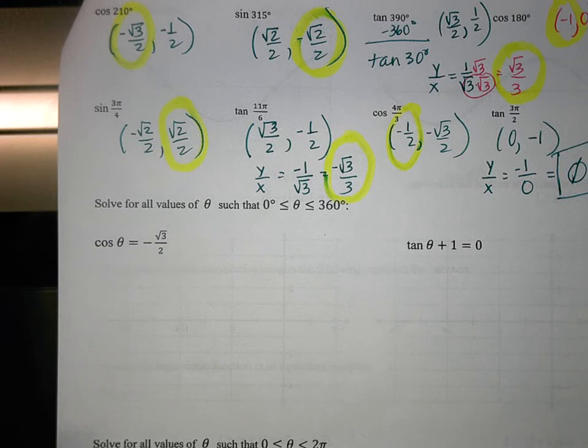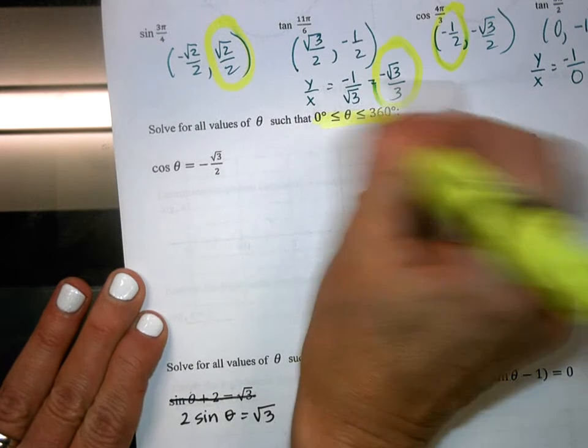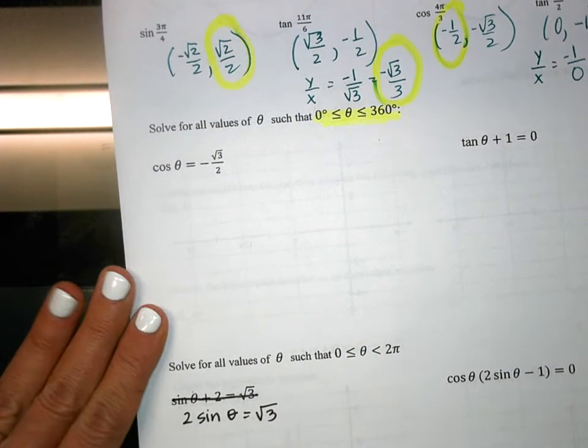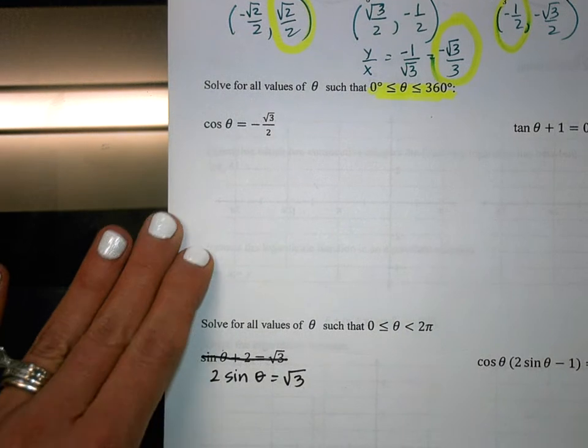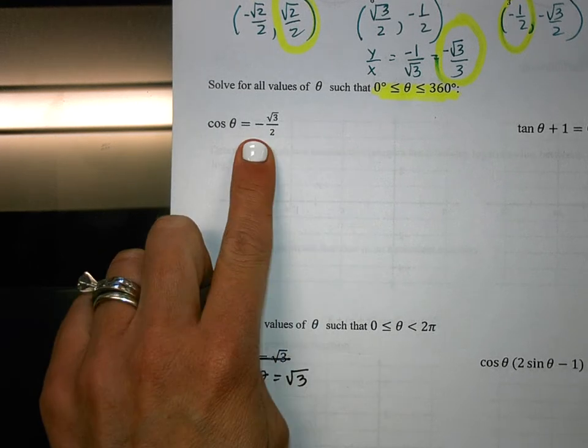Next, solve for the degrees. So we're trying to find out what values would cosine, what degree would the cosine be of -√3/2? So, first of all, it's saying cosine is negative. What quadrants is cosine negative in?